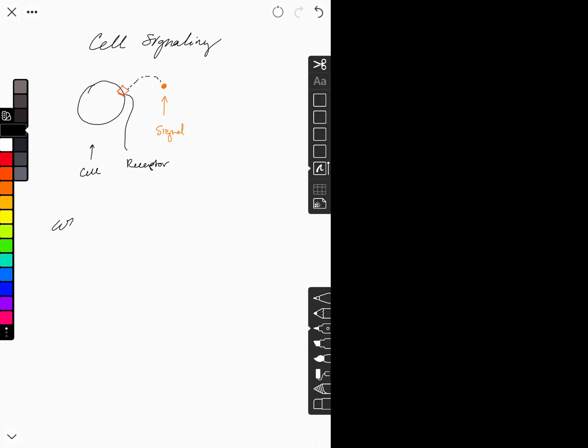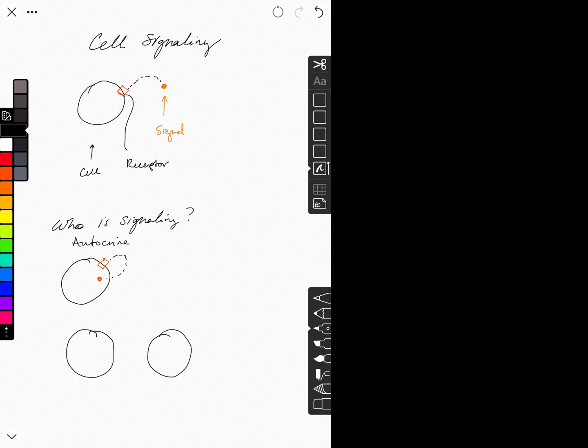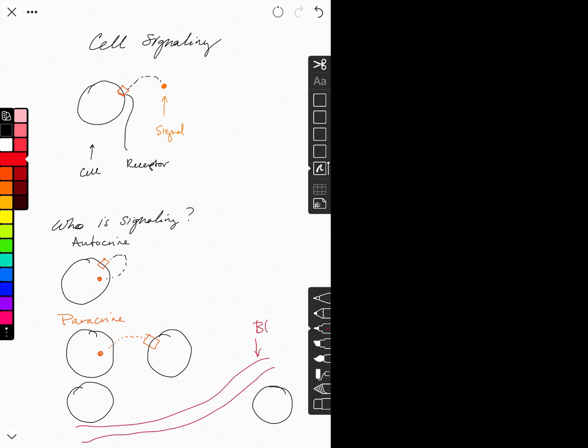One of the ways that we classify cell signaling is by how far apart the signaler and the receiver are. If it's the same cell that is sending the signal and receiving it, we call that autocrine signaling. If the cells are near each other, we call that paracrine signaling. And if the cells are very far apart and the bloodstream is used to carry the signal from point A to point B because diffusion's really slow, we call that endocrine signaling.